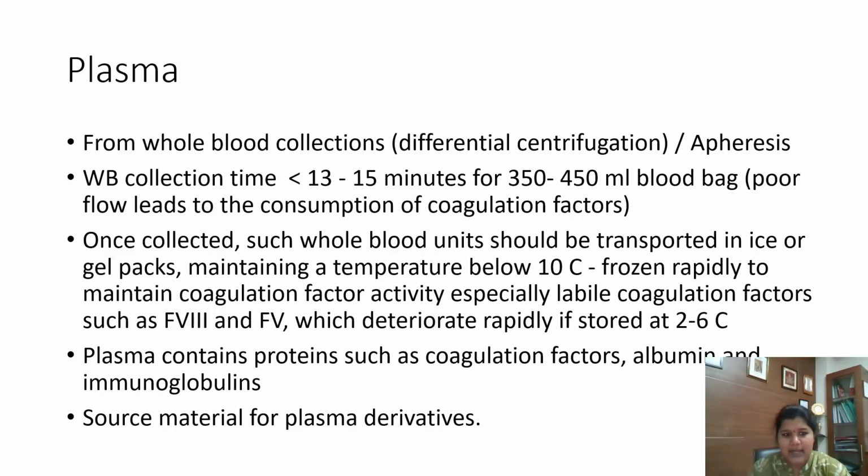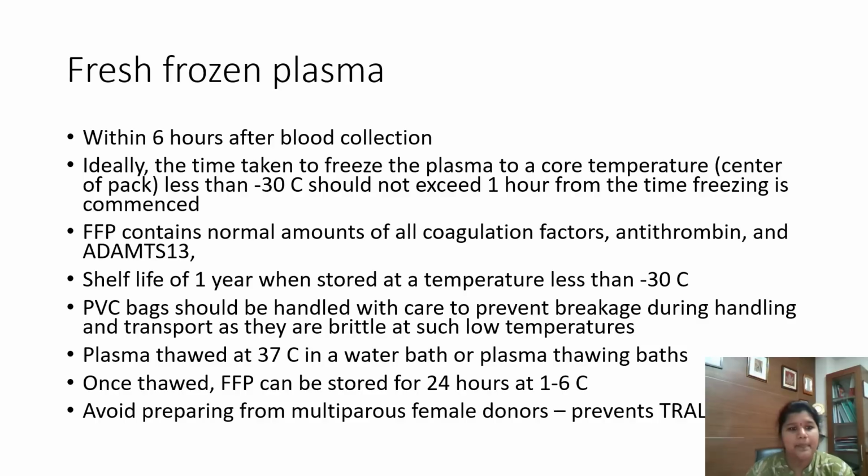The whole blood collection time should not be prolonged when you are preparing plasma. If it is prolonged, it will lead to consumption of coagulation factors. Once the whole blood unit is collected, if it has to be transported from somewhere outside, it should be transported at a temperature of below 10 degrees centigrade. This is important to maintain the coagulation factor activity because labile factors usually deteriorate rapidly if stored at 2 to 6 degrees centigrade. Plasma mainly contains proteins such as coagulation factors, albumin and immunoglobulin. Plasma is also a source material for plasma derivatives, which itself is a topic.